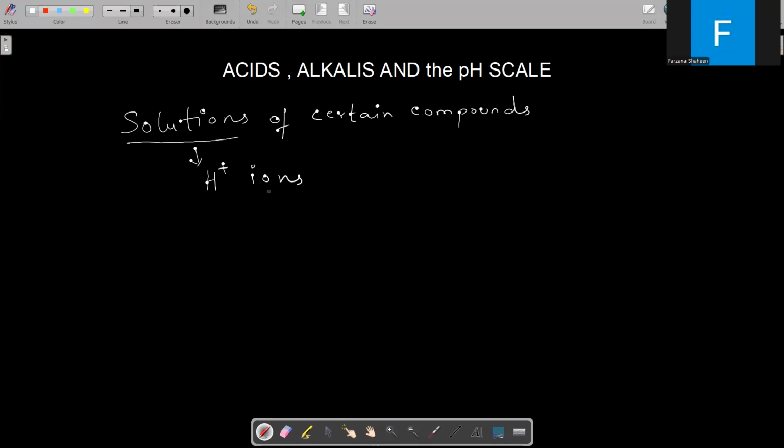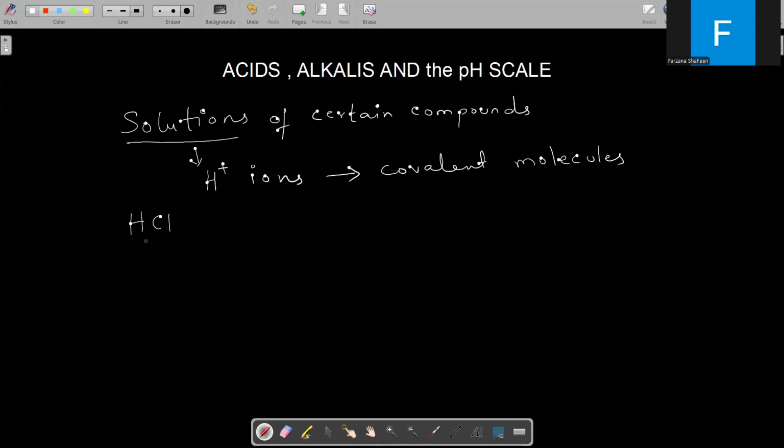Now, H plus ions, even though they are ions, are made from covalent molecules. Supposing you have a compound called HCl. Now, what is HCl? It's a gas, isn't it? And it is a white fumy gas.